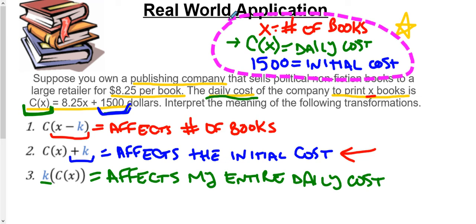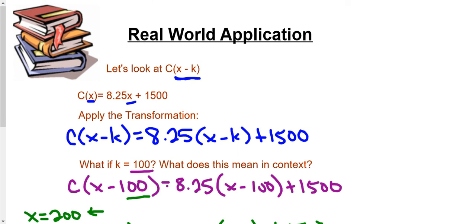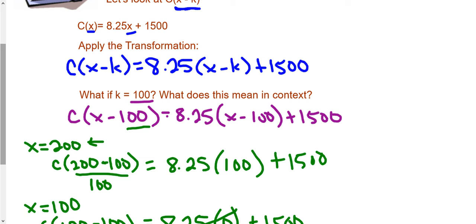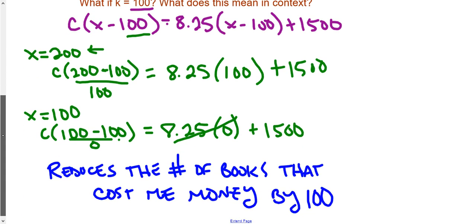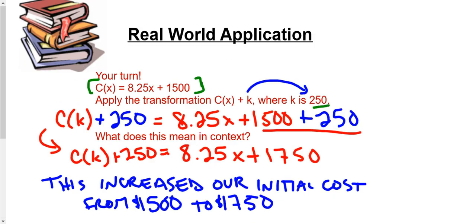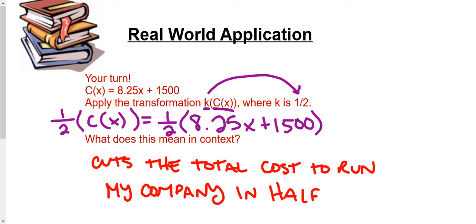And then for the second part, where it's actually asking you to look at the transformations, that's where I want you to come back here to these other problems we did together, see what those transformations are, what variable they're affecting that you've already labeled, and then try to explain in a sentence how it's affecting that variable. So we know that this is our number of books, so this is reducing the number of books. We know that c of x plus that 1,500 is the initial cost, so we know that we're increasing the initial cost. And over here, we know that c of x is our entire daily cost, and we're cutting it in half. So we're cutting the total cost in half, okay?